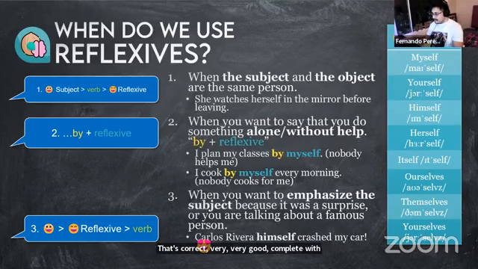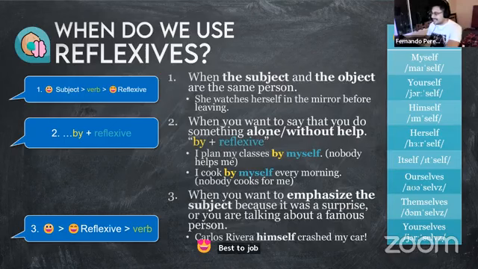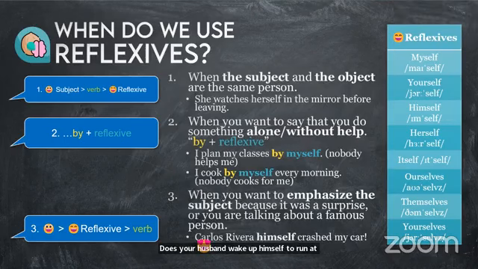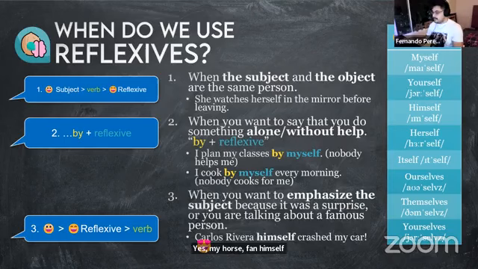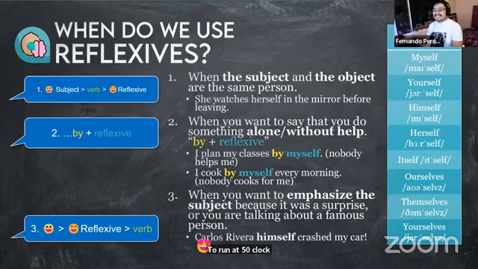1, 2, 3. Laurita, your husband wakes up himself to run at 5 o'clock. Fantastic job. Excellent. This is the correct position. Laurita, does your husband wake up himself to run at 5 o'clock? Yes, my husband wake up himself. I wake up, run. You wake up, and he? Yes, my husband wakes up. Excellent. Himself to run at 5 o'clock. Fantastic job. Very good. Wow, you are practicing yourself, himself, herself. That is correct. People, this is excellent.